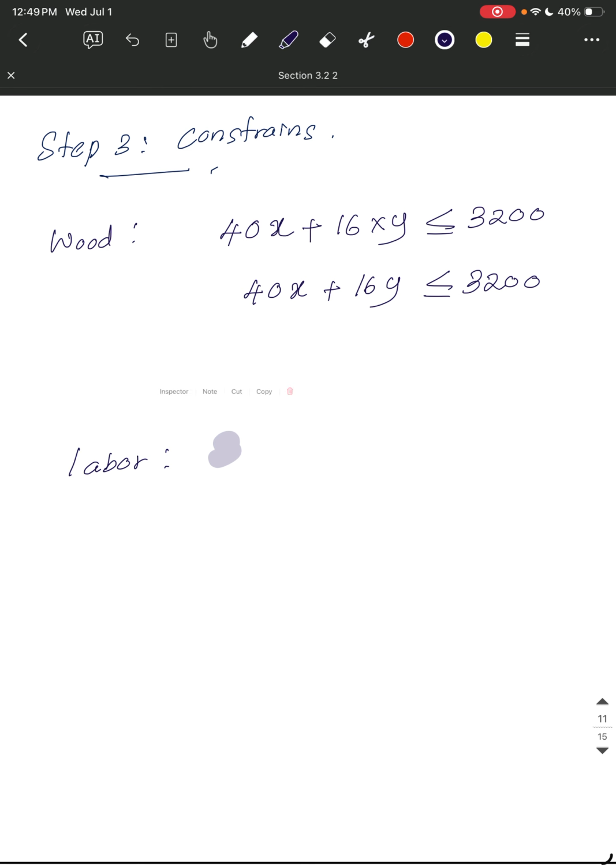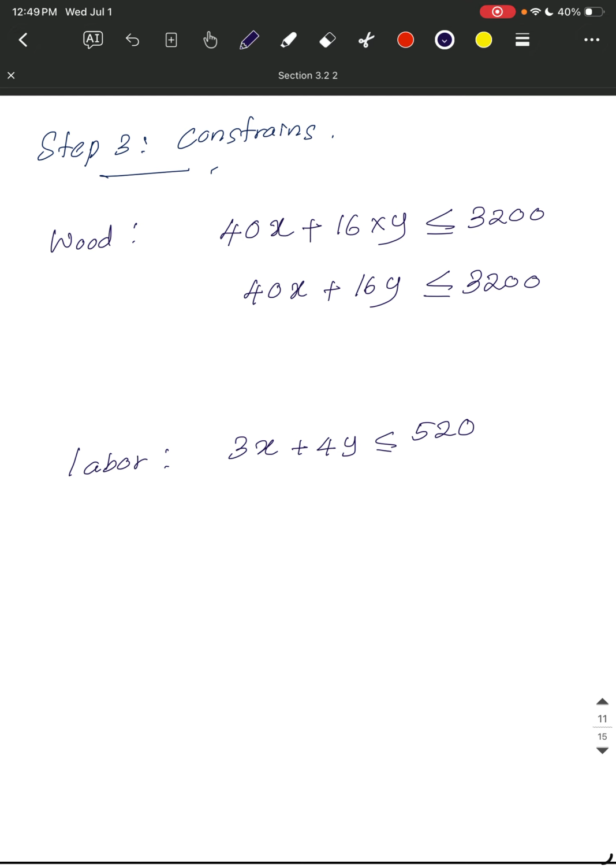3x plus 4y less than or equal 520. Okay, what about the others?